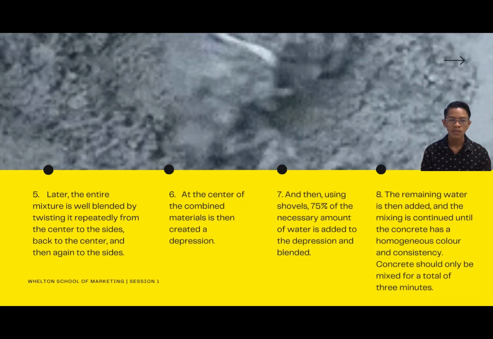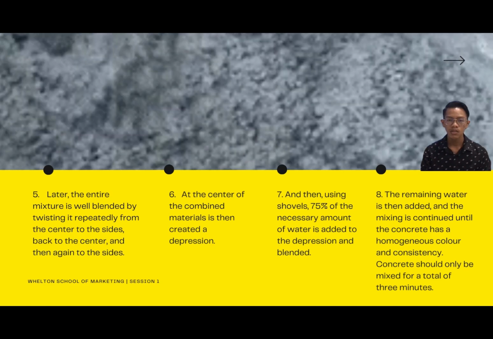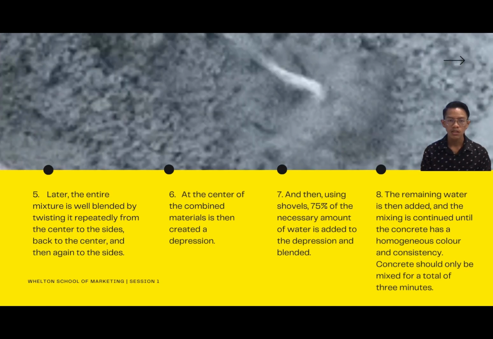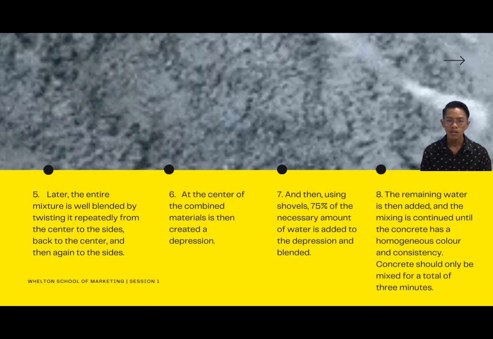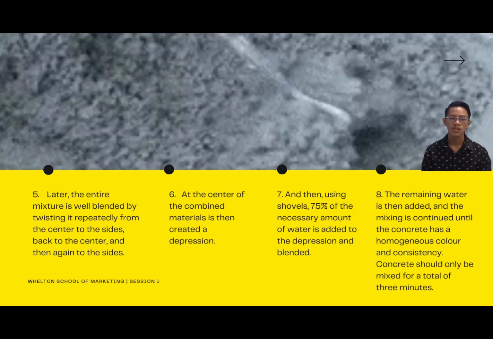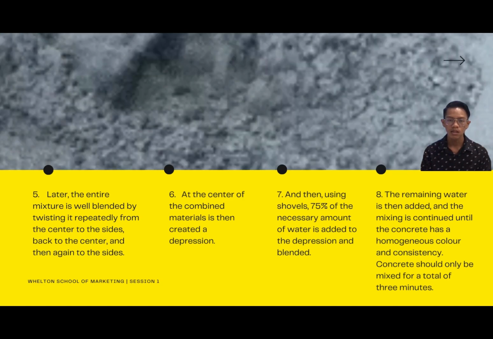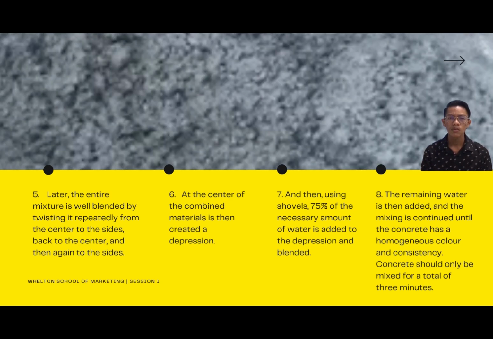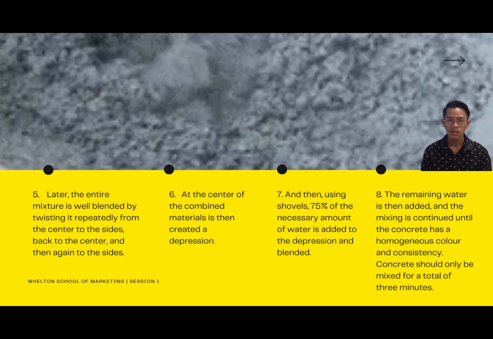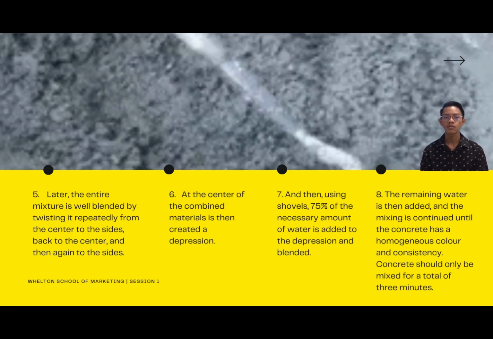Number 5. Later, the entire mixture is well blended by twisting it repeatedly from the center to the sides, back to the center and then again to the sides. Number 6. At the center of the combined materials is then created a depression. Number 7. And then, using shovels, 75% of the necessary amount of water is added to the depression and blended.